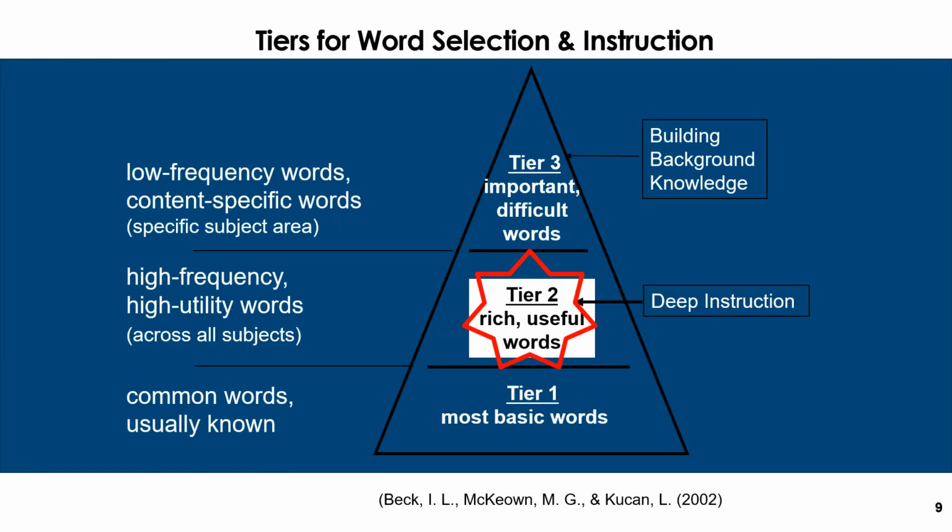According to Isabel Beck and colleagues, students are exposed to 3 tiers or levels of vocabulary. We can use this tiered model to determine what words are important to just use, which are imperative to explicitly teach, and which are specific to content area language. We will be focusing on the Tier 2 words today, words that are rich and useful, that have high utility and transfer to other content or subject areas. These words will use a deep instructional routine to help students own these words in their reading, speaking, listening, and writing.